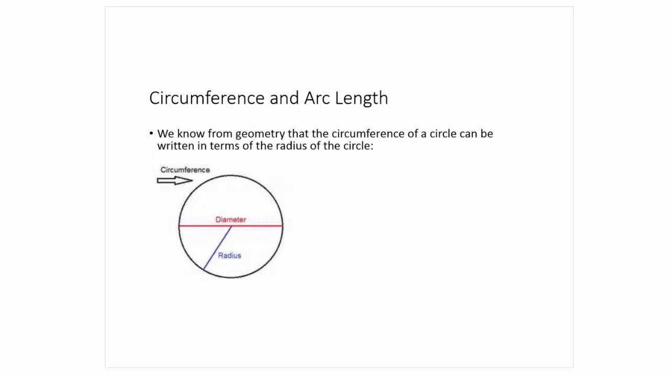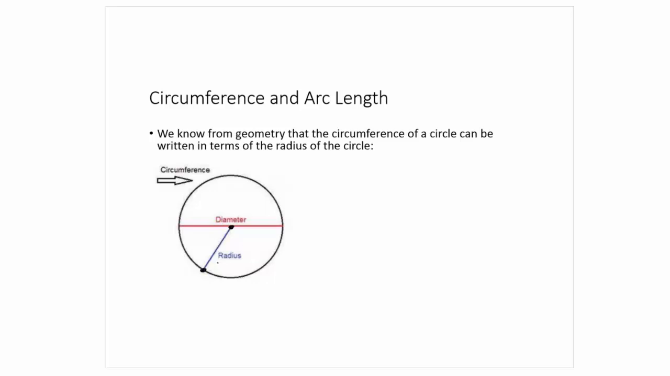Finally, let's talk about circumference and arc length for a circle. Now, hopefully in geometry, you learned that the circumference of a circle can be written in terms of the radius of the circle. So let's be sure we understand some terminology here. When we talk about the radius of a circle, the radius is a distance from the center of the circle to the edge of the circle.